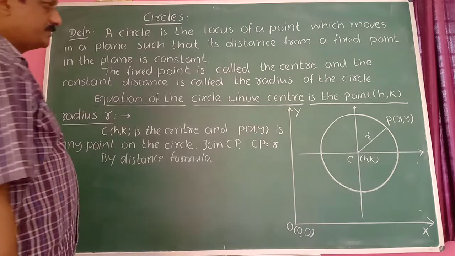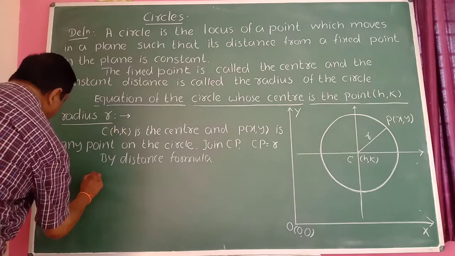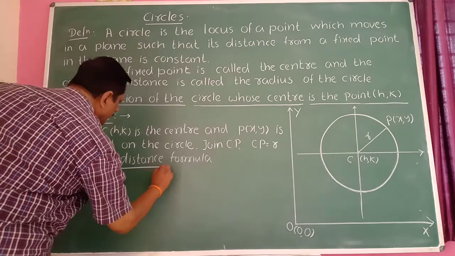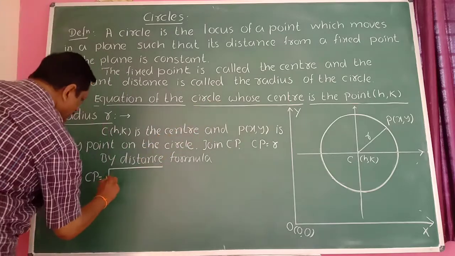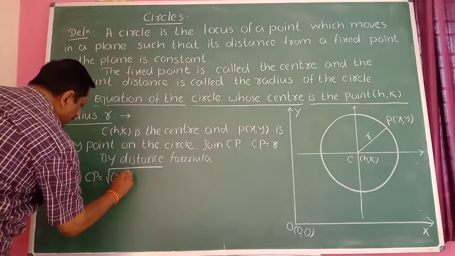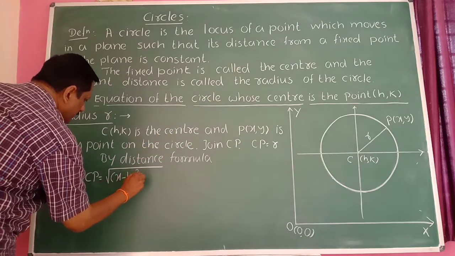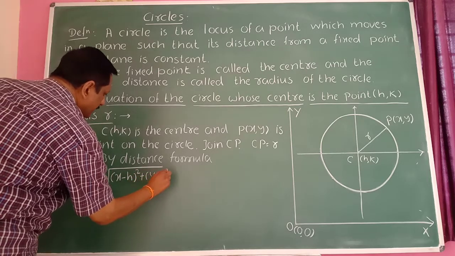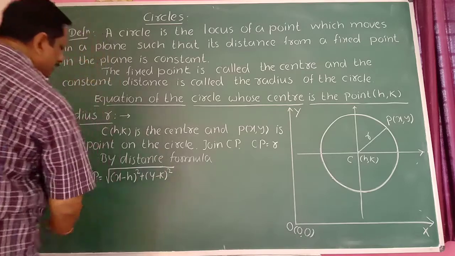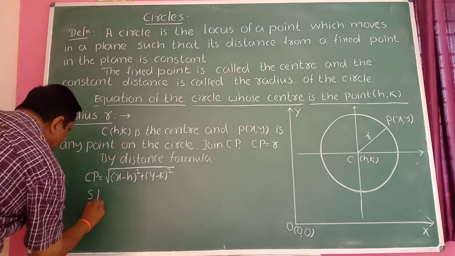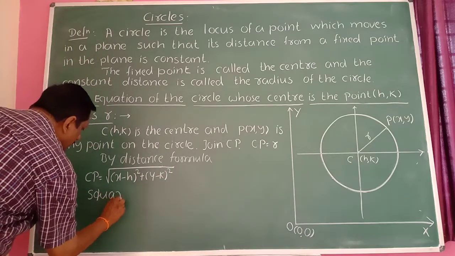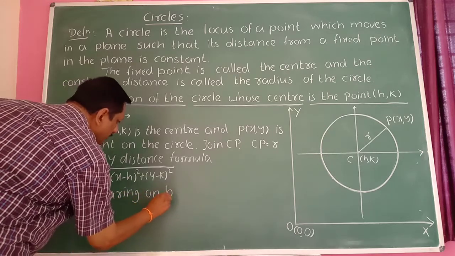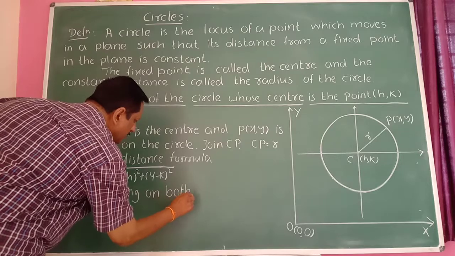Again by the distance formula, CP is equal to root of (x minus h) whole square plus (y minus k) whole square. Then squaring on both sides.